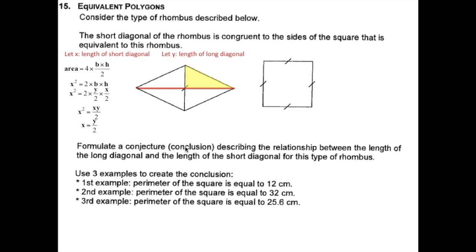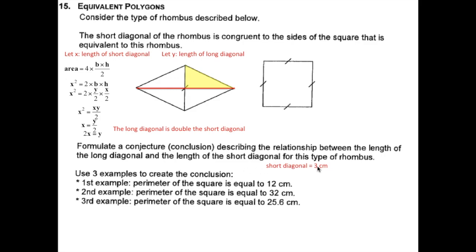Alright, so formulate a conjecture describing the relationship between the length of the long diagonal and the length of the short diagonal for this type of rhombus. The length of the short diagonal is half the length of the long diagonal. Or I could cross multiply the 2 and say that the long diagonal is double the length of the short diagonal. 2x is equal to y. 2 shorts is equal to 1 long.